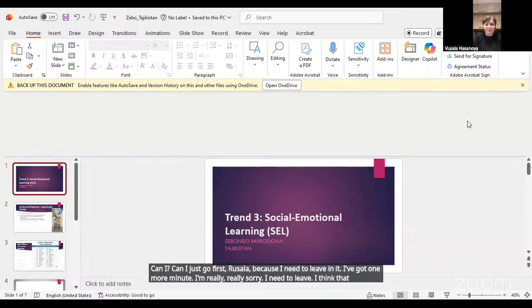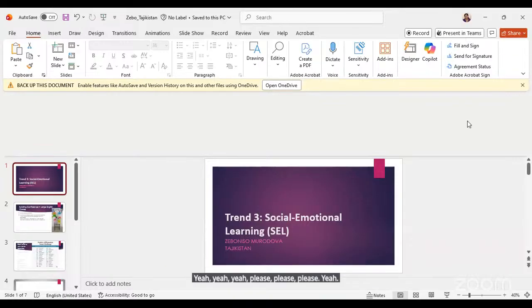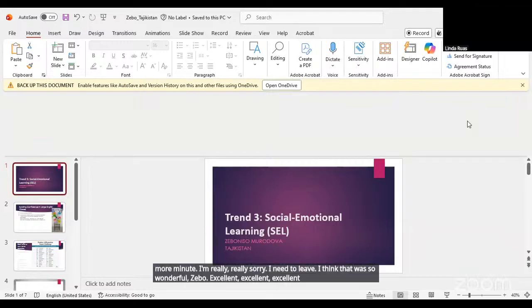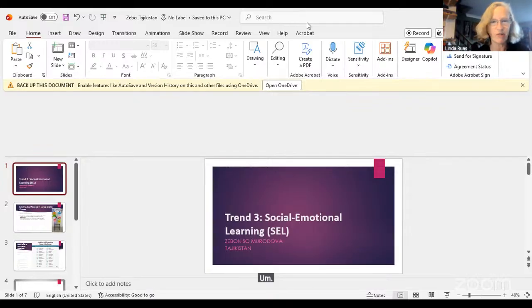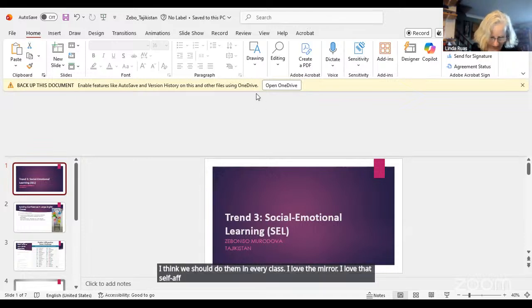I think that was so wonderful, Zebo. Excellent, excellent stuff. This is exactly what we need to be doing in class, isn't it? Such amazing tasks. I think we should do them in every class. I love the mirror. I love that self-affirmation. I love the exit tickets with it. And I think that the issue there is lots of students don't know how to name emotions.